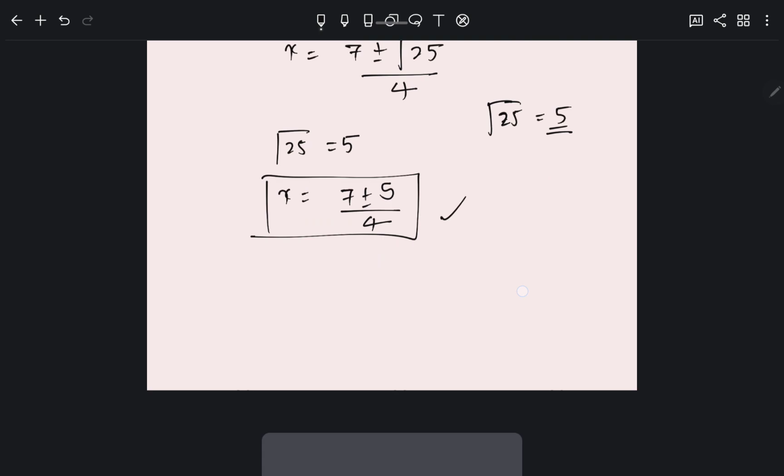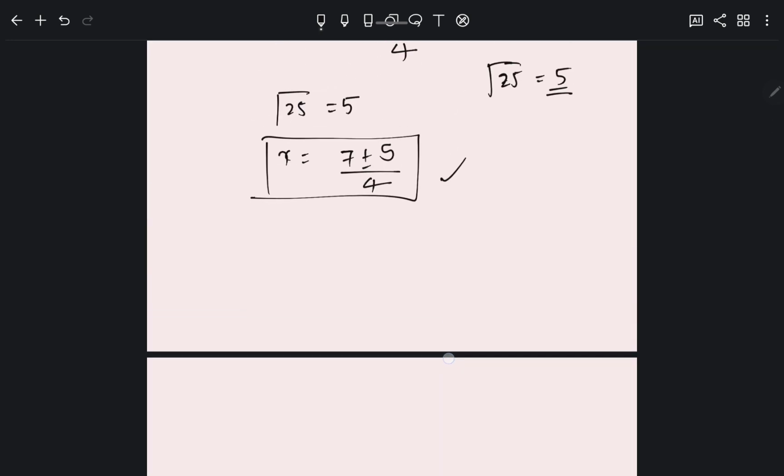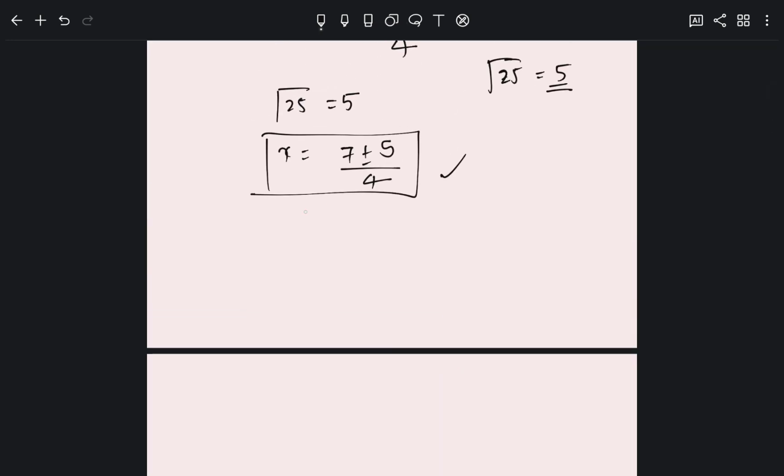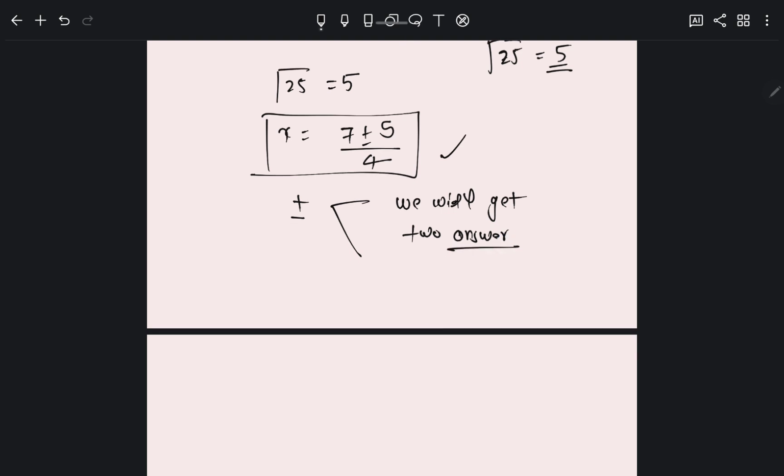Now we have reached a very important step. You need to know the symbol plus minus. This symbol plus minus means we will get two answers. Got it? One answer will come from 7 plus 5, first answer, and another answer will come from 7 minus 5. So we have two answers.